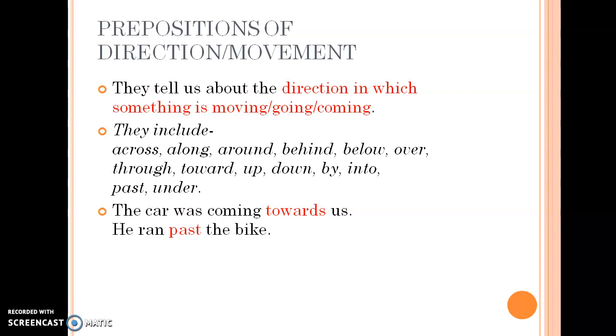He ran past the bike. Past means that this person was so fast that he even crossed a moving bike. He was so fast that he ran past the bike. That means the bike was left behind. So prepositions of direction and movement talk about the direction in which something is coming, going, or moving.